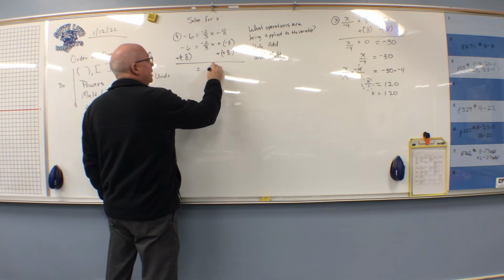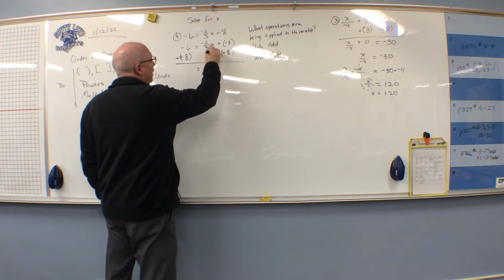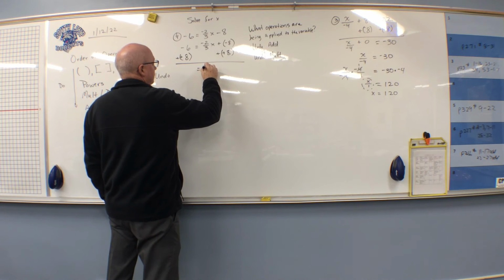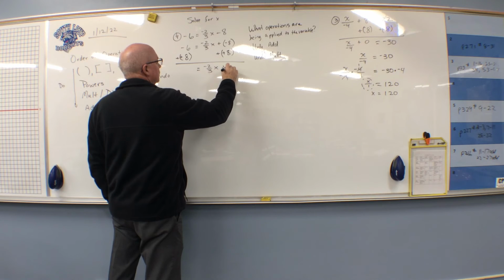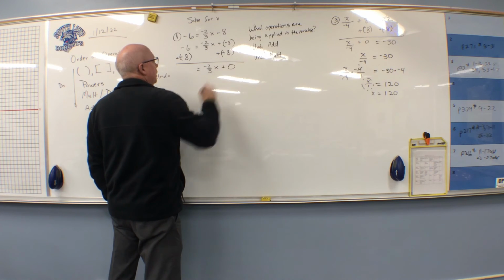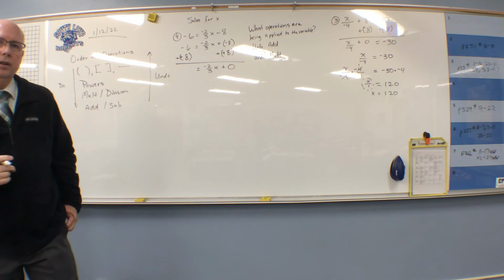So what do I write on this side? What do I write on this side? Jackson, on the right side. Negative 2/3 x plus 0. Very good, negative 2/3 x plus 0. Sean, do you understand that? Yes. Allie, you good? All right.